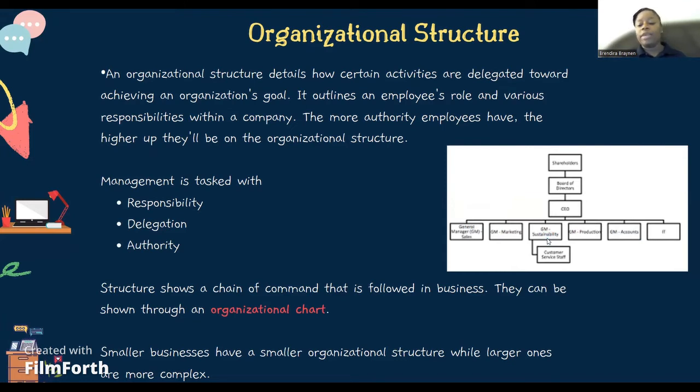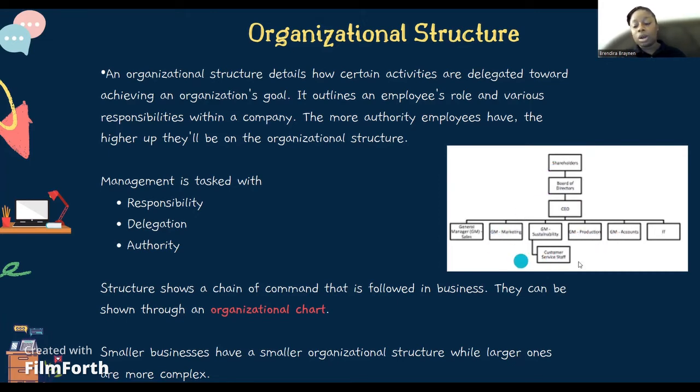But when you look at them, just know that the person at the top of the organizational chart is in charge. They have the most power, the most authority. What they say trumps what the board of directors say, what the CEO says, and what everybody else below them says.